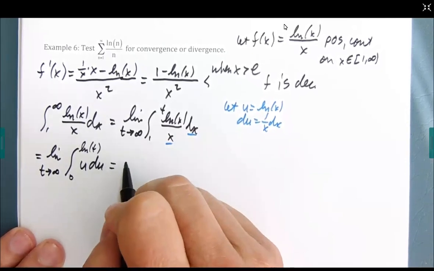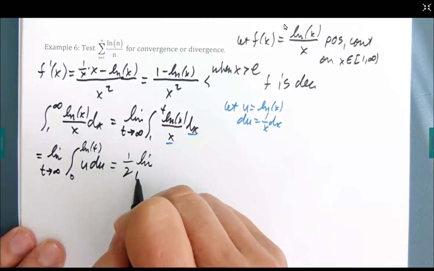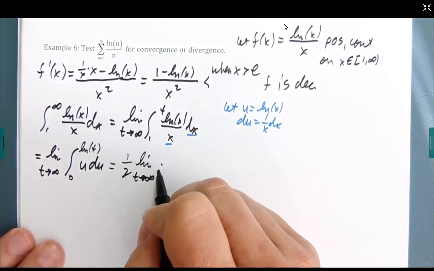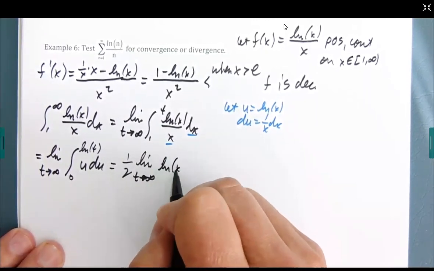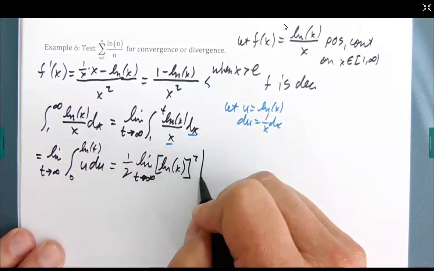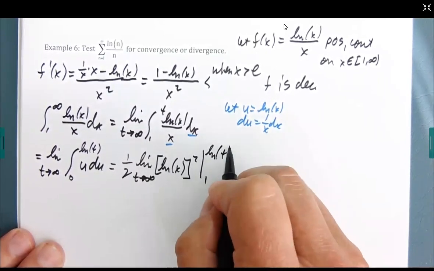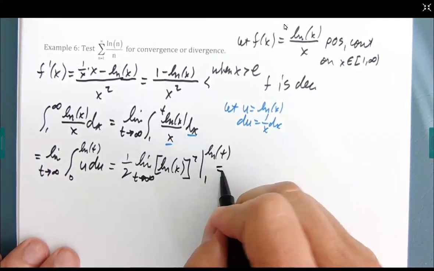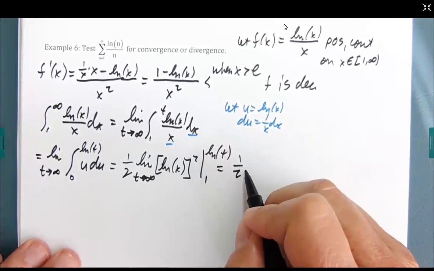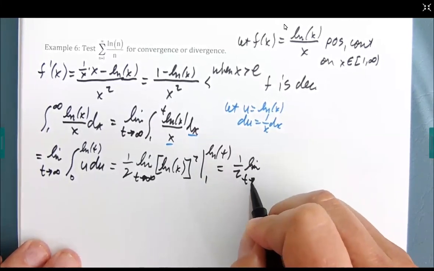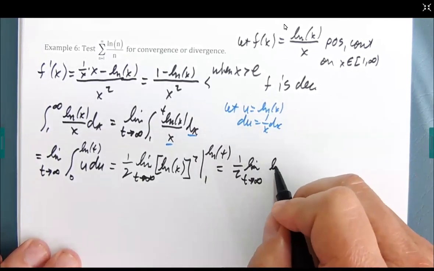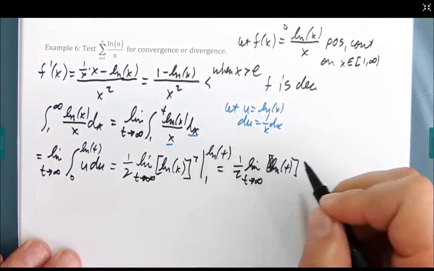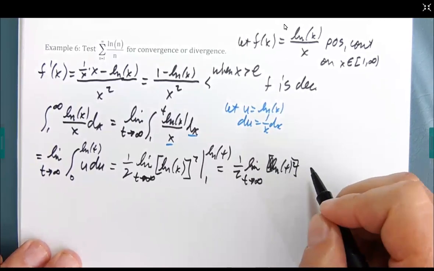So we're going to get 1/2 the limit as t goes to infinity of u squared, which is ln of x squared, from 1 to ln of t. And that, when I plug those in, gives me ln of t squared, ln of t squared. Now let's rewrite that.